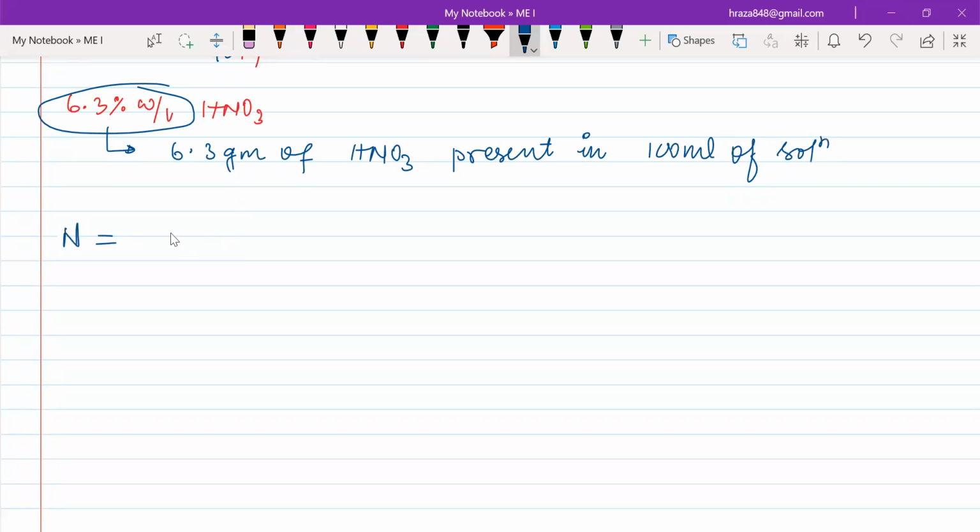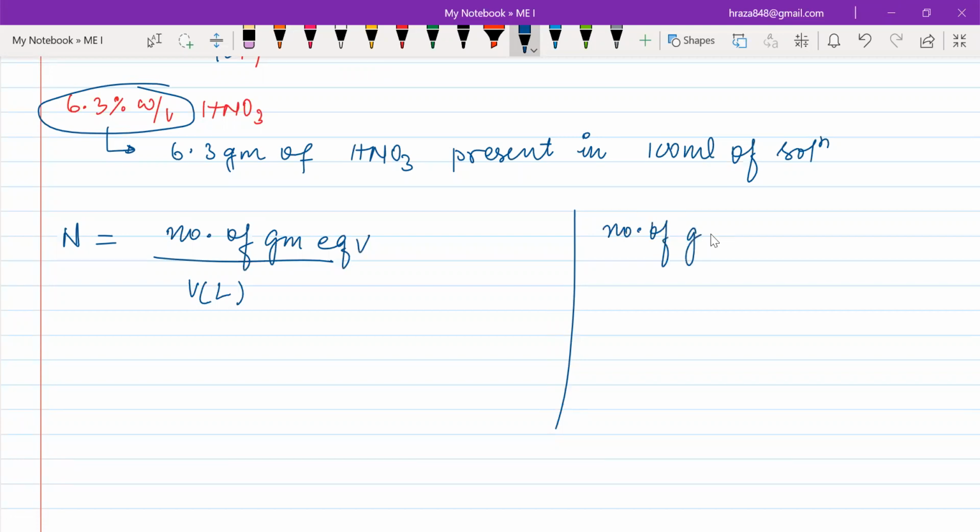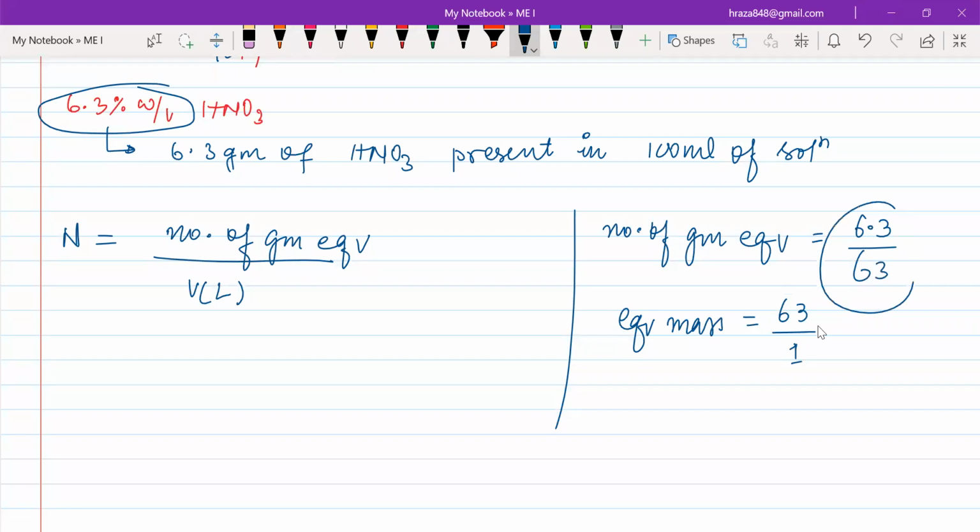Now we are going to calculate the value, number of gram equivalent upon volume of solution in liter. Again, you can see number of gram equivalent has a value given mass, that is given 6.3, upon equivalent mass. So equivalent mass can be easily calculated. Molar mass of HNO3 63 upon X is 1. If you calculate it, you will get 1 by 10 gram equivalent. So this is your 1 by 10 gram equivalent and 100 ml solution.